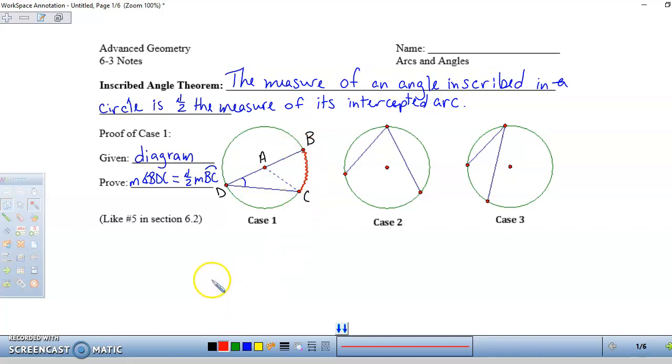And that's the inscribed angle theorem. Now, if we have time at the end, I'm going to go through the proof of that, but it is just like that number 5 in section 6.2.